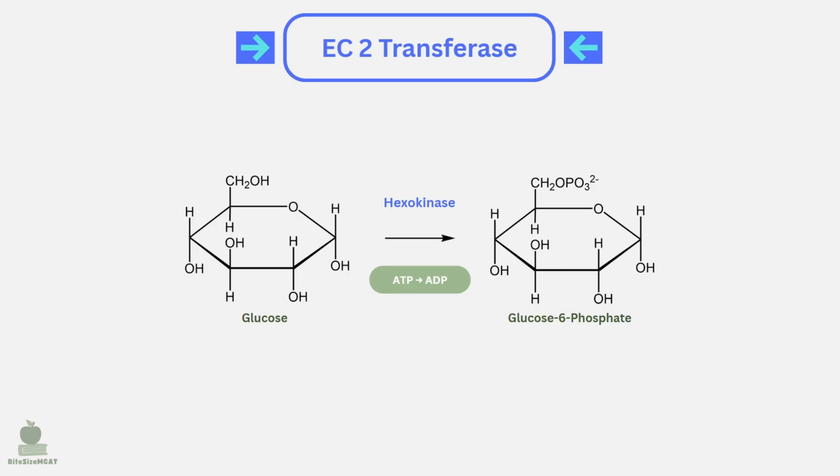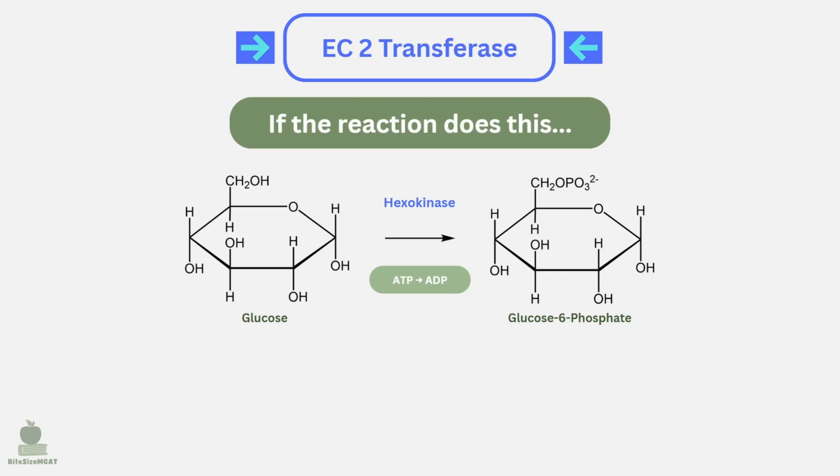Hexokinase transfers a phosphate group from ATP, which is the donor, to glucose, which is the acceptor, in order to form glucose 6-phosphate. So if a reaction moves a functional group of any kind, ends in the word transferase or ends in kinase, then it's going to be a transferase.